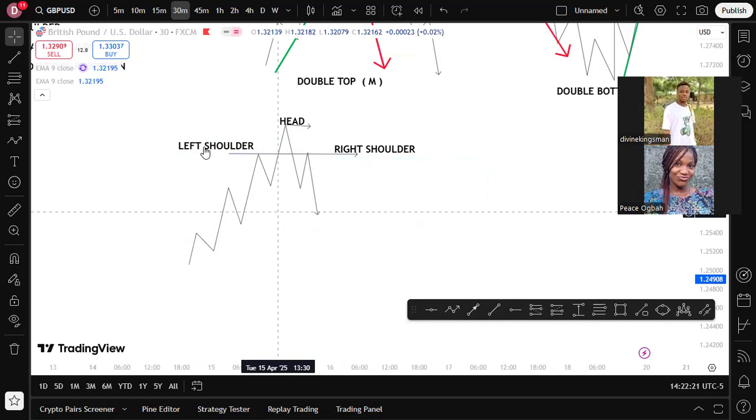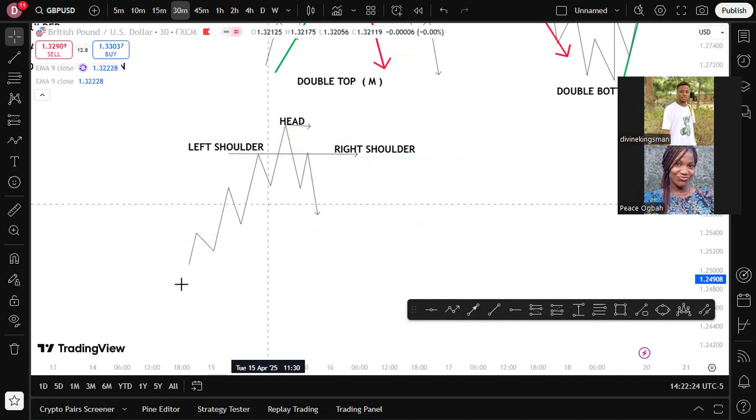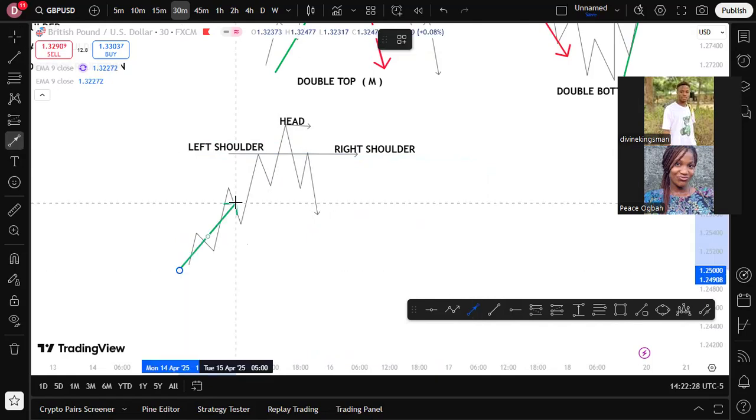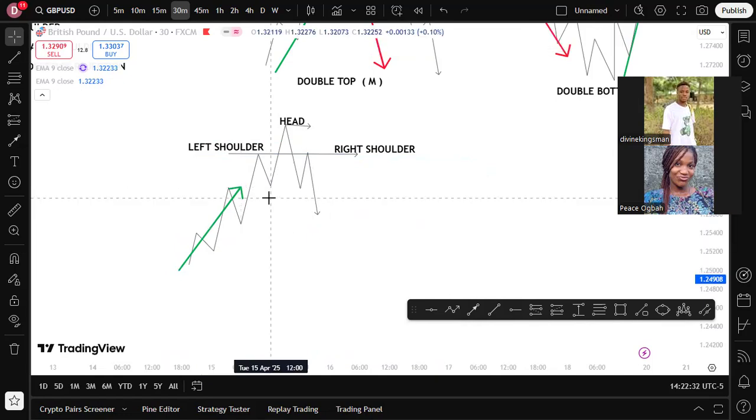So this is our left shoulder. We're going up in price, right? And then this head and shoulder pattern forms. And as I said, the definition of a head and shoulder pattern is a bearish reversal pattern that happens in the market. So if the price is going up, which is bullish, and then this head and shoulder pattern forms, it signifies that a bearish reversal is about to happen in the market, which is this.